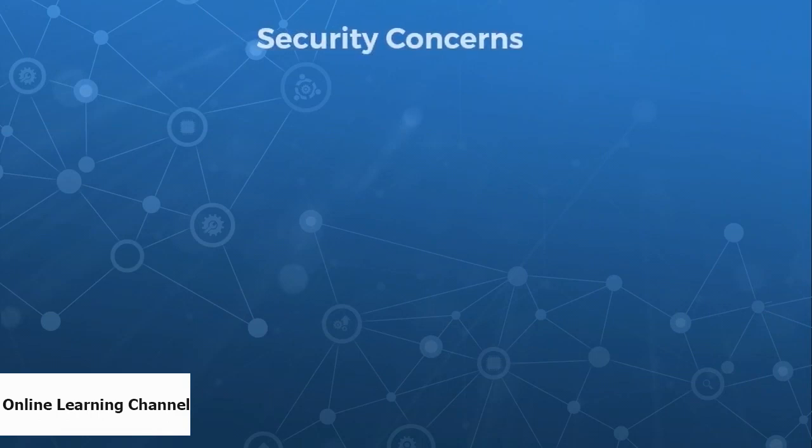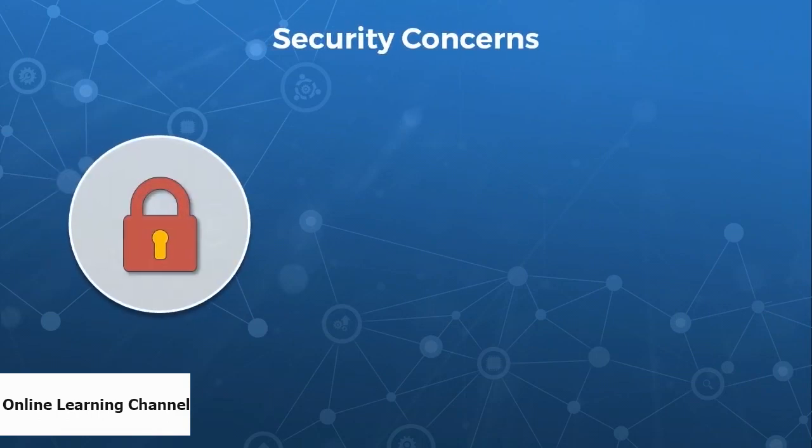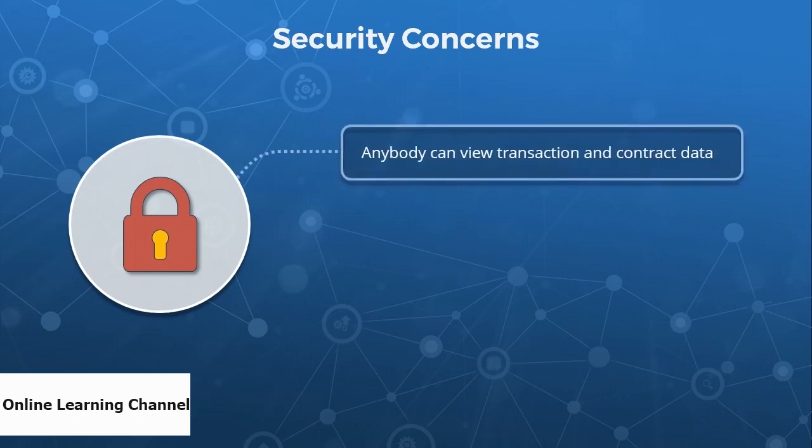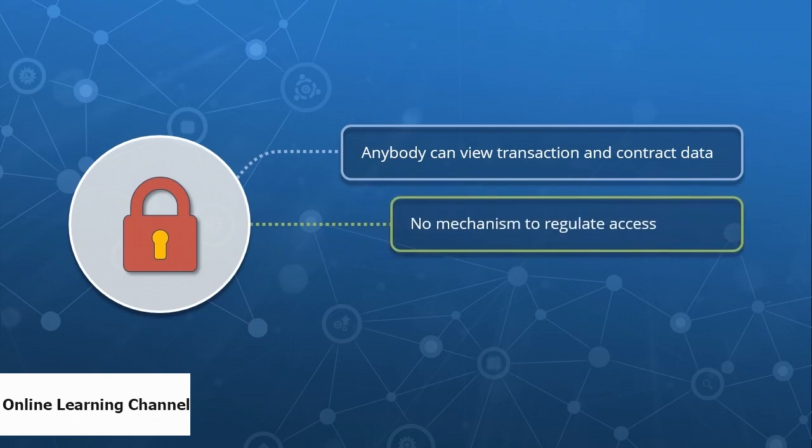Which takes us now to the security concerns around Ethereum. So the issue which we have discussed is that anybody is able to view the details of transactions which are recorded in Ethereum. The same also applies to other information such as the ether balance of smart contracts, for example. While you may want some information to be available publicly, there may be other details which you wish to keep confidential. And this lack of a mechanism to regulate access to data on Ethereum is one of its crucial drawbacks.